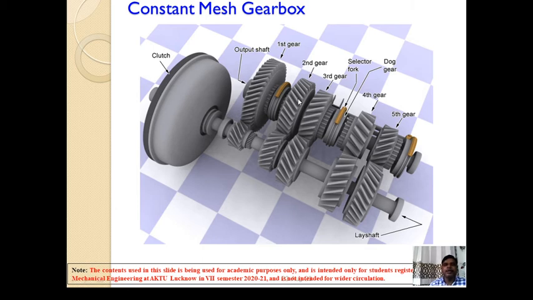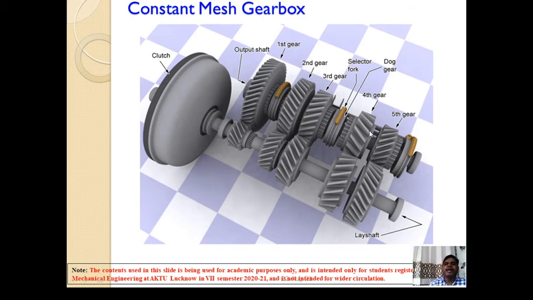Now we want to move further at higher speed. Then what we'll do, we'll disengage the second gear and dog gear from each other. This dog gear will be brought back to its neutral position. Then we'll use the selector fork and selector lever to operate this particular dog gear. When this dog gear is moved to the left, that will turn on third gear. When it is moved to the right, that will turn on fourth gear.